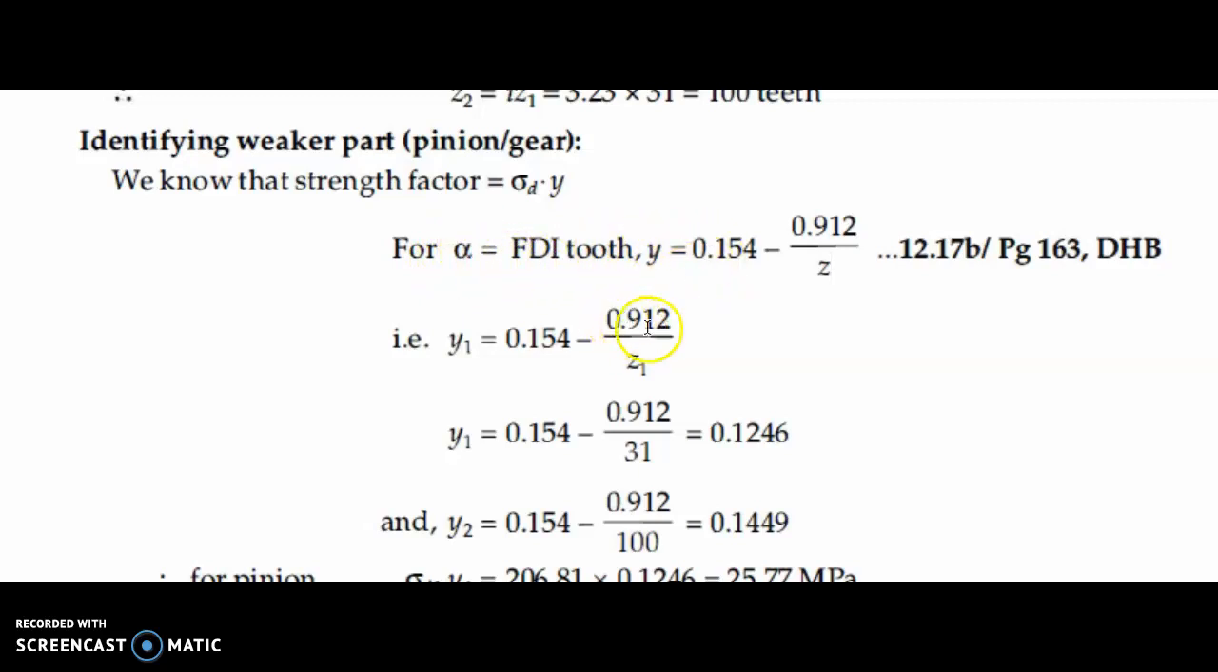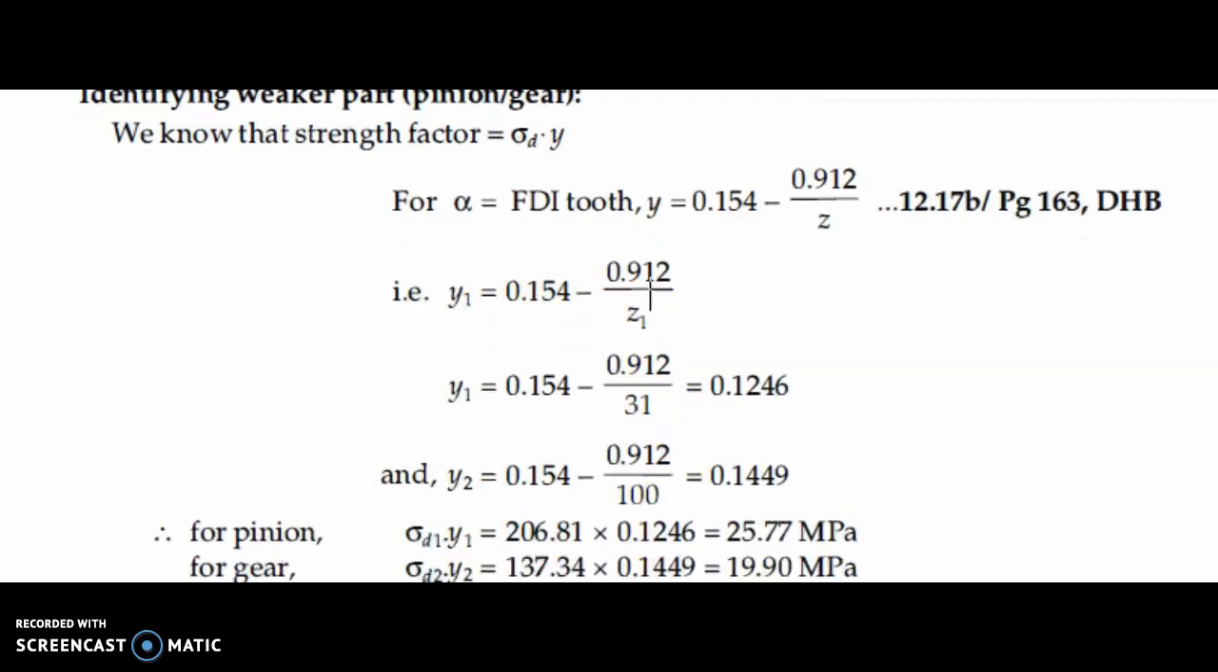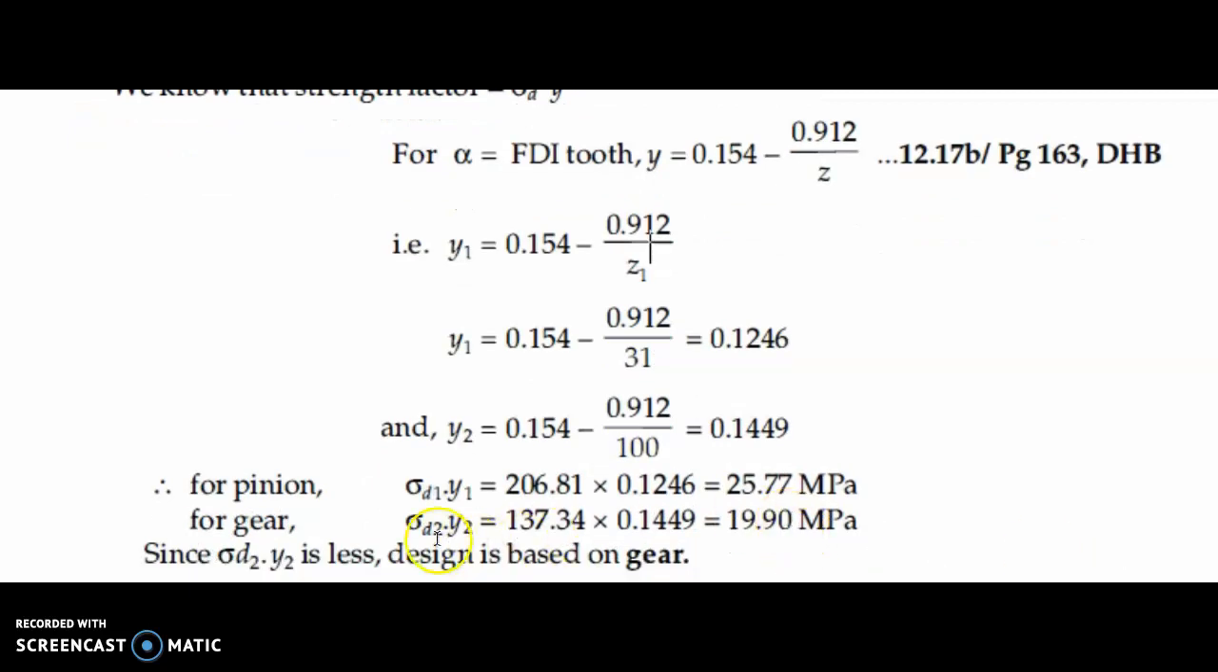Using this equation you can substitute the values of z1 and z2, z1 for y1 and z2 for y2. Thus you can find the values of y1 and y2. So take the strength factor for pinion and gear. Sigma d1 into y1 is equal to 25.77 megapascal, and for the gear sigma d2 into y2 is equal to 19.97 megapascal. So which one is lesser? The lesser is for the gear. So the design is based only on the gear, not the pinion. So we have to design the gear.